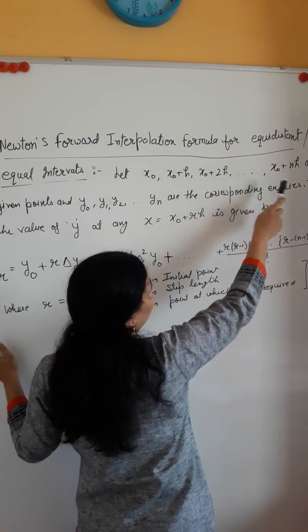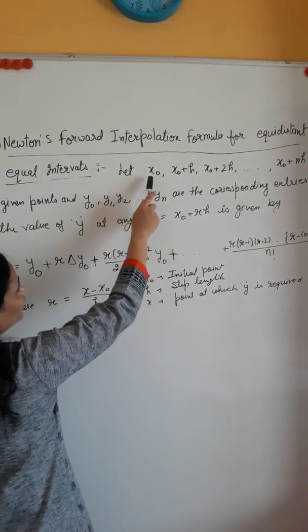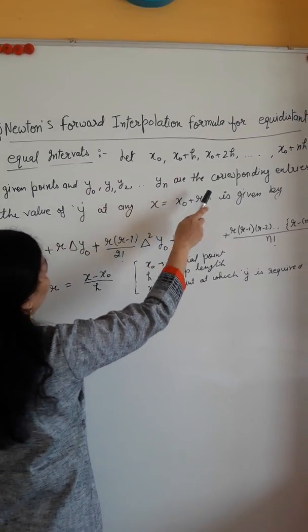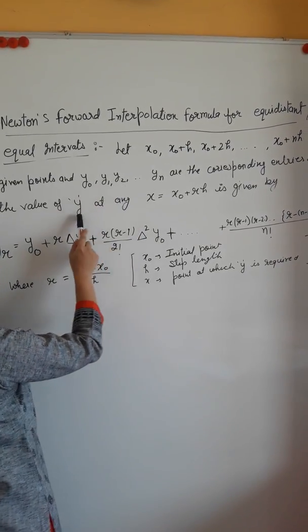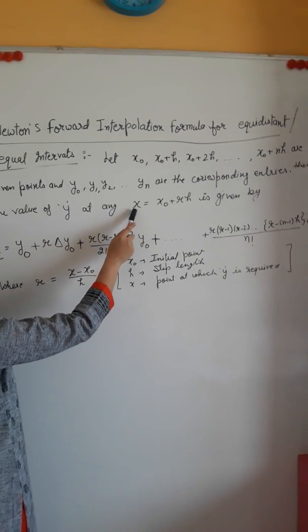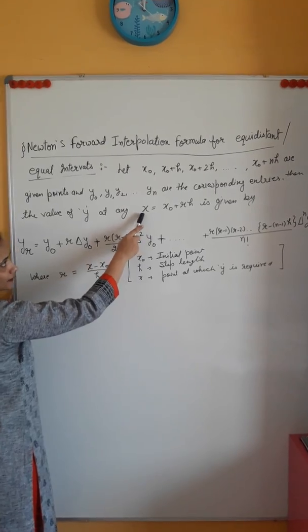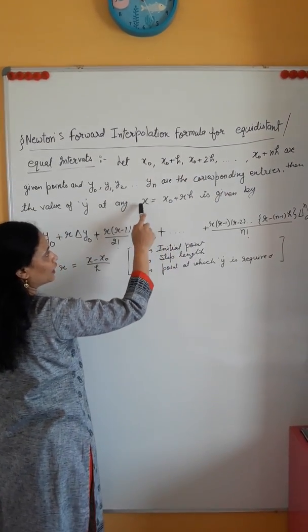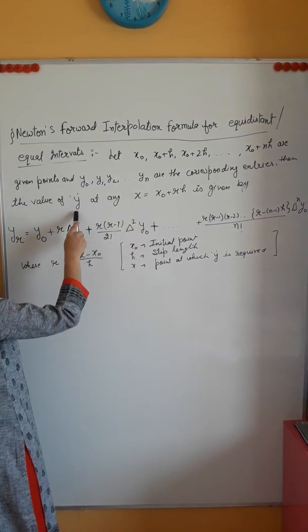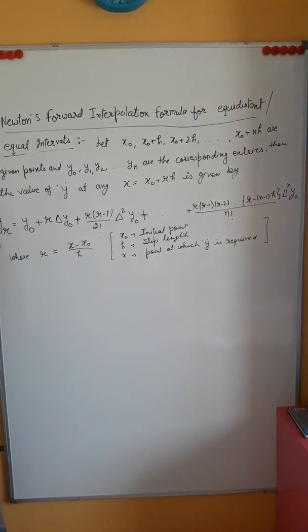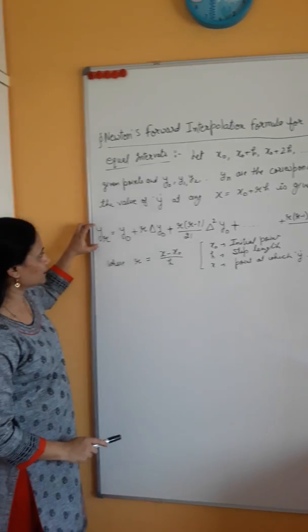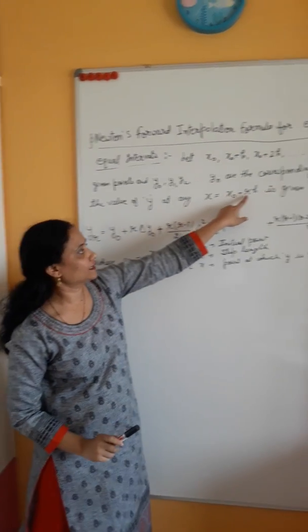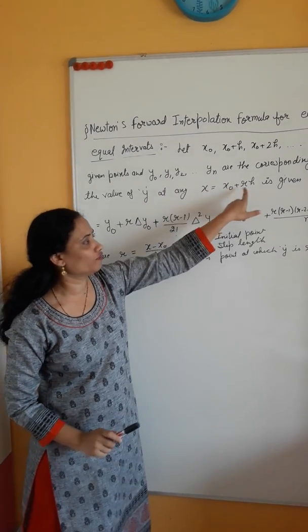These are n plus 1 points. Corresponding to these points, if these are the entries, and we have to find the value of y at any x, where this x may lie in between or outside. So if this is the value point given at which we have to find y, then y is given by this.